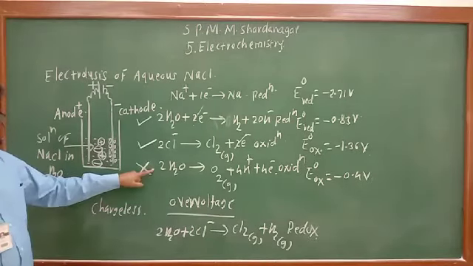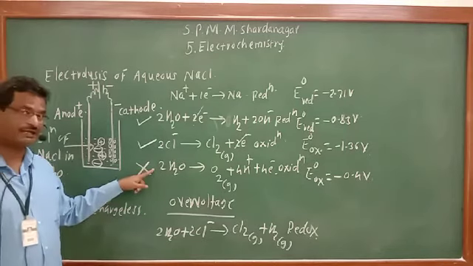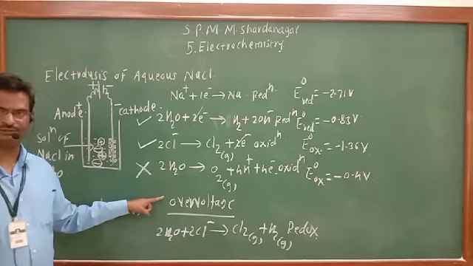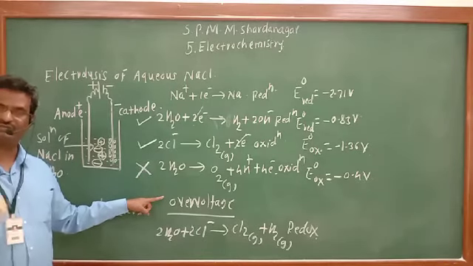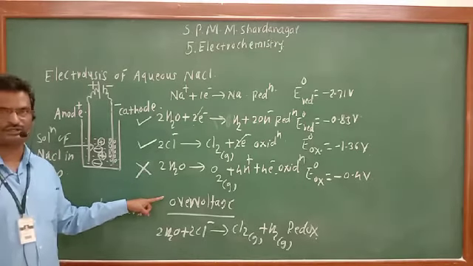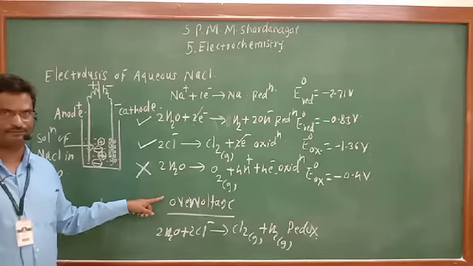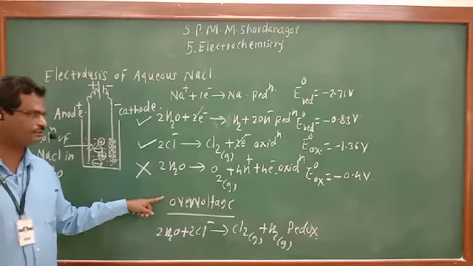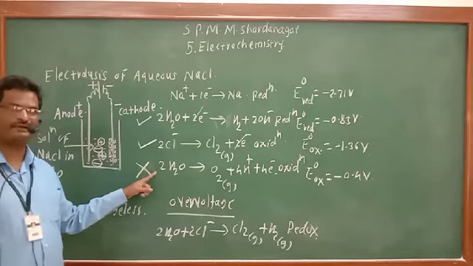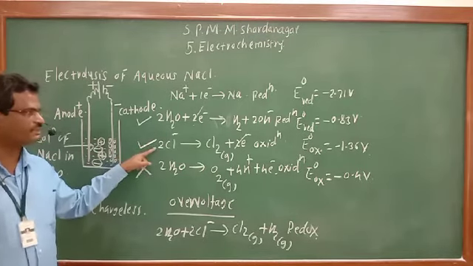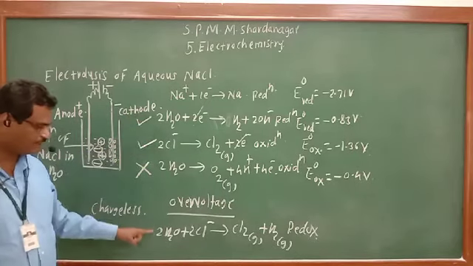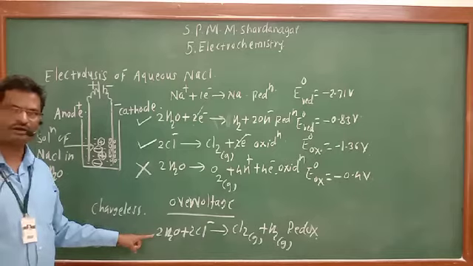Why is this reaction not taking place even though it has higher oxidation potential? Because there is overvoltage. What is that overvoltage? That is beyond the scope of our syllabus, so I am not explaining it here. The overvoltage problem takes place. Therefore, the oxidation reaction takes place at the anode and reduction at the cathode. The net cell reaction is known as the redox reaction.